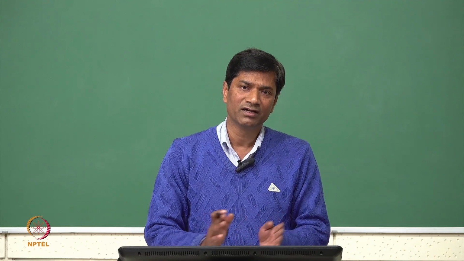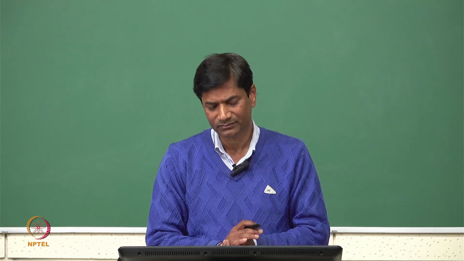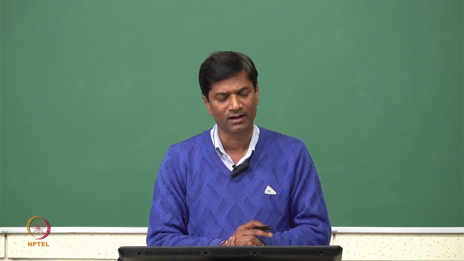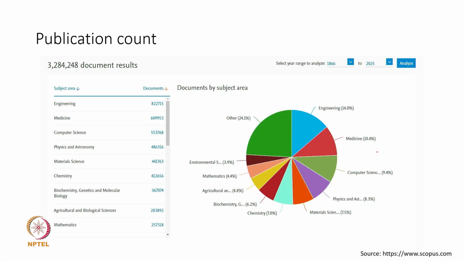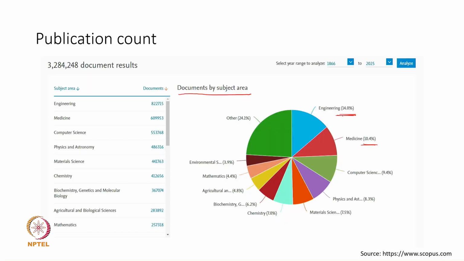If we want to further analyze this and find out publication count or publication documents by subject area, then we see the share of engineering is the most, followed by medicine. Hence, the largest number of articles are published in the field of engineering, followed by medicine and so on.